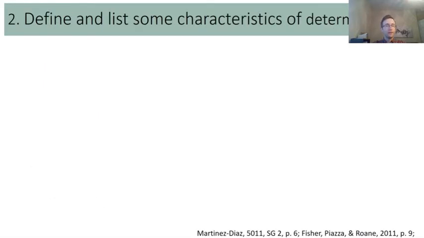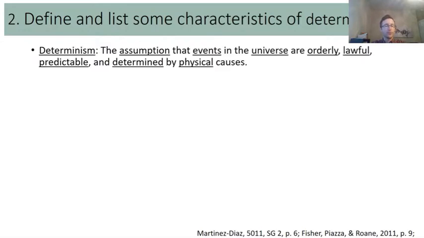Alright, so let's look at objective number 2. We're going to now define and list some characteristics of determinism. Determinism. It's the assumption that events in the universe are lawful, orderly, predictable, and determined by physical causes. Okay, what do we mean by orderly?